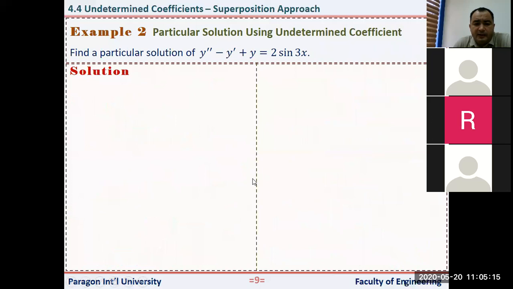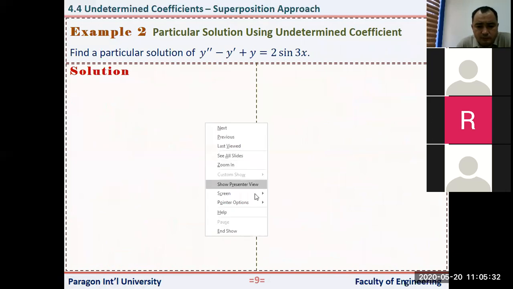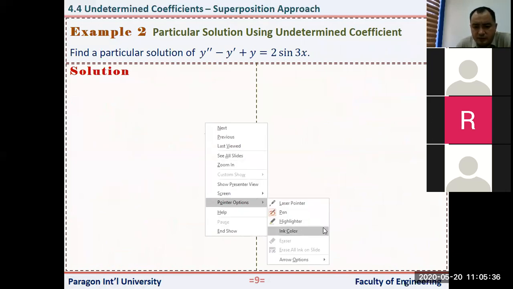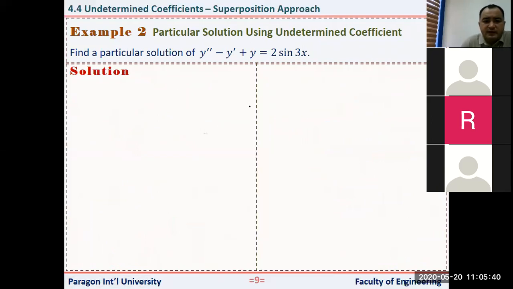Another example: particular solution using undetermined coefficients. So now we'll just speed up. We got the idea. On the right hand side, it's not equal to 0. That is a non-homogeneous equation. So first we have to form our auxiliary equation. Let me change marker. We never use black, so let's use black today.